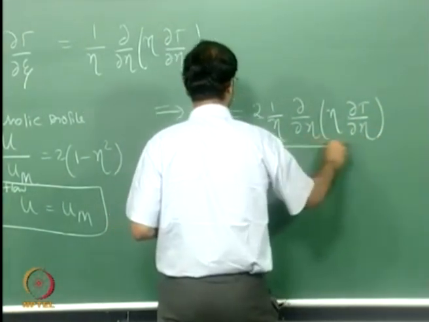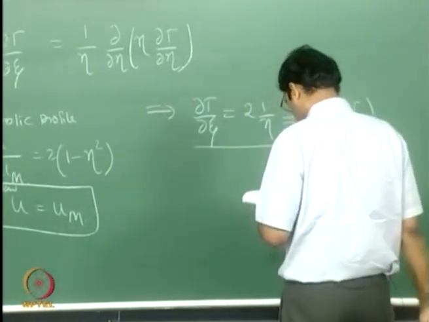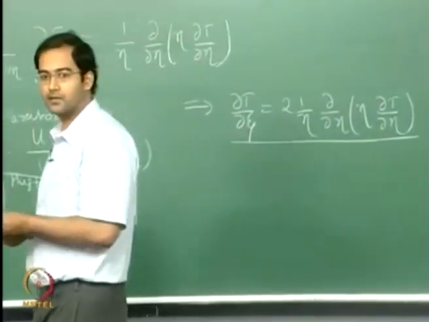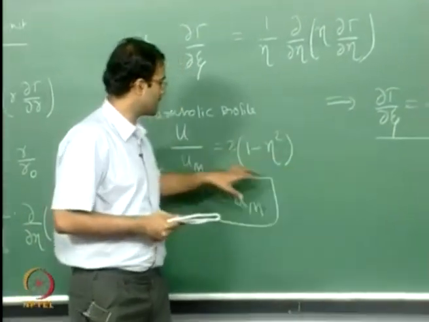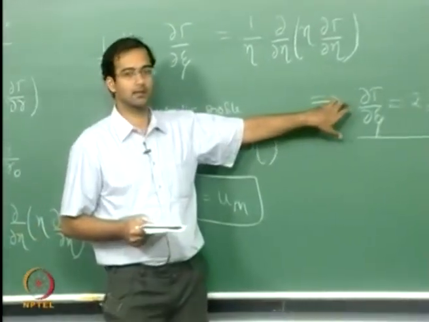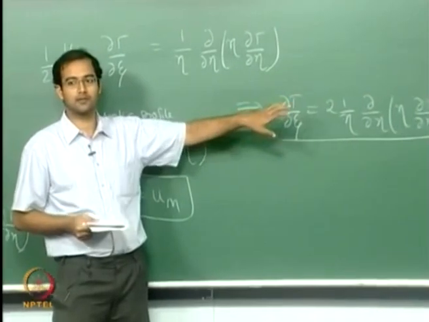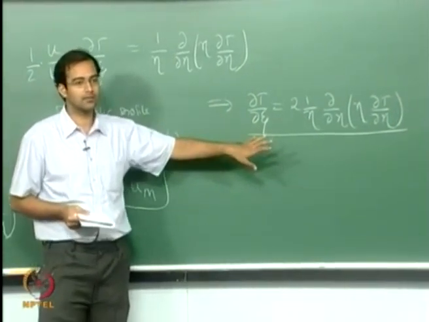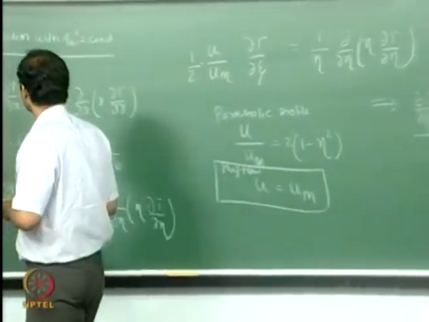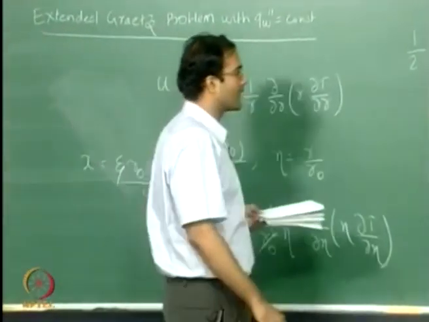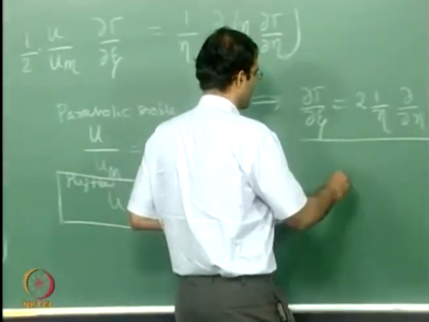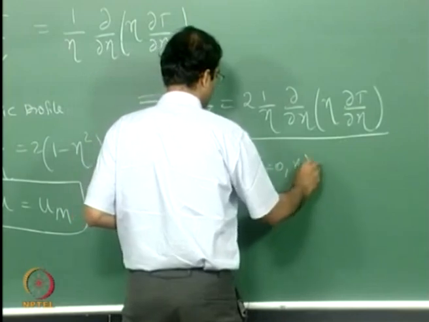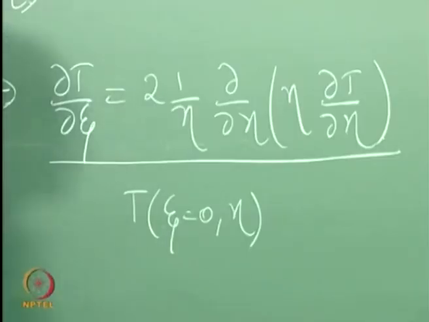Okay, so this is how your energy equation can be written, and now we have to state the boundary conditions. Okay, so now if you substitute the parabolic flow, you have 1 minus eta square here. Okay, 2 cancels off, you have 1 minus eta square. So till here it's fine. So now we have to state the boundary conditions for the constant wall flux case. Okay, so T corresponding to zeta equal to 0 and any value of eta.